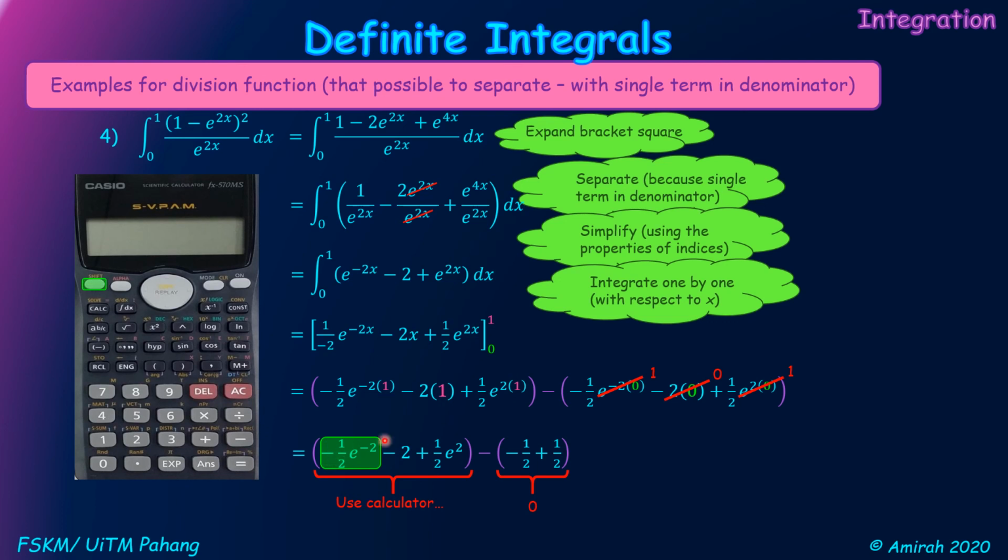Okay? Alright. So after we solve all of the first bracket here, the second bracket is 0. So the value for the first bracket, minus 0, equals 1.627 up to 3 decimal places. So this is the final answer when we integrate from 0 to 1, 1 minus e to the power of 2x, bracket squared, over e to the power of x dx. Alright?